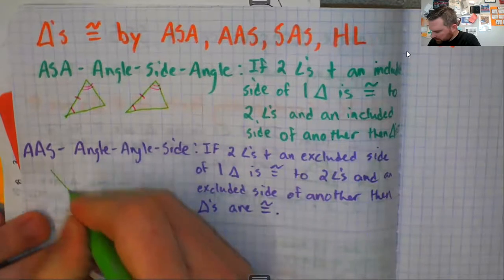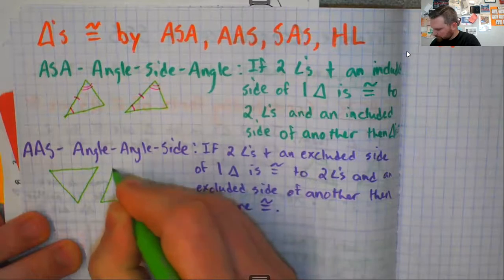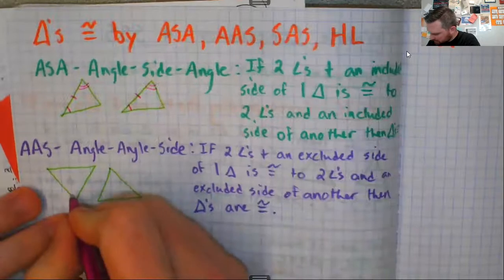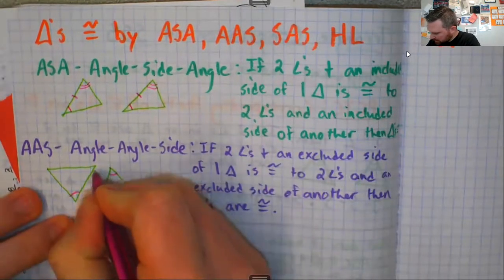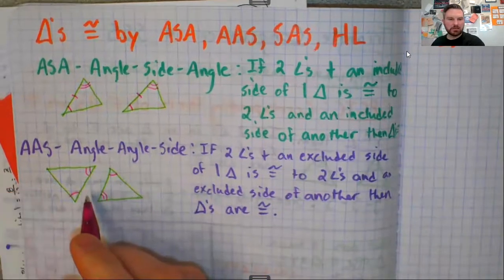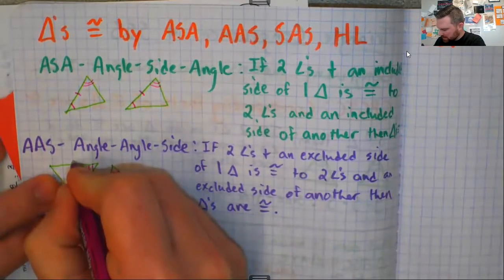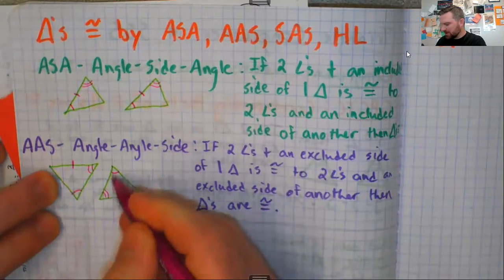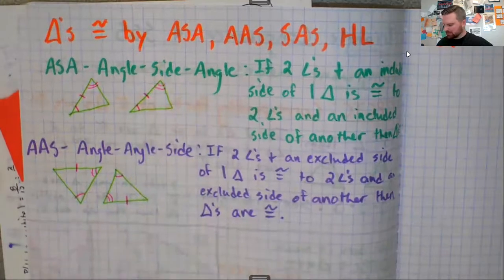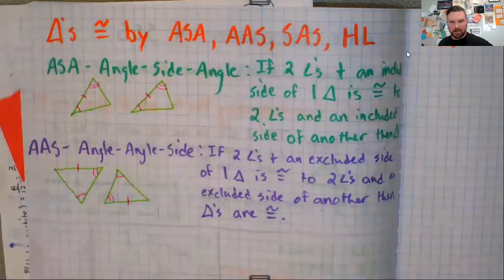So you've got two triangles. Okay, you've got two angles. So let's say this angle and this angle correspond, and this angle and this angle. Two angles and the non-included side. So that's just one of the sides not in between them. So let's say this side and this side. If it were the side between them, the side between the two angles, that would be ASA. But this is the side not between them.